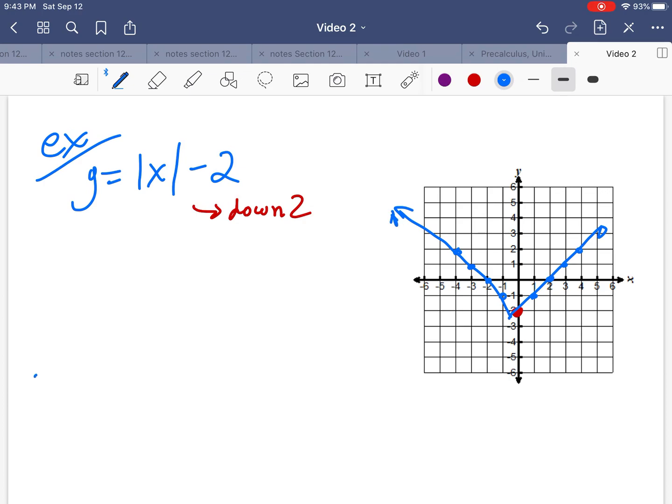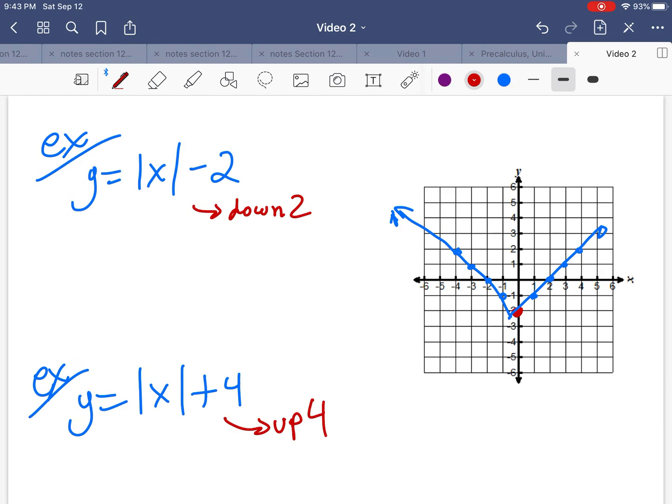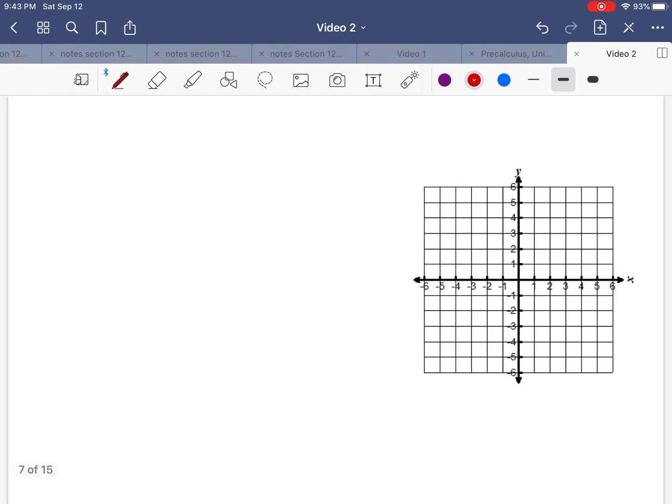All right, so for example, let's say I had y equals absolute value of x, and then I put a +4. Tell me, what would that do to your parent function? Tell me in the Edpuzzle. All right, so hopefully you told me that it would move you up 4. Okay, now we're going to have a combination of the two.